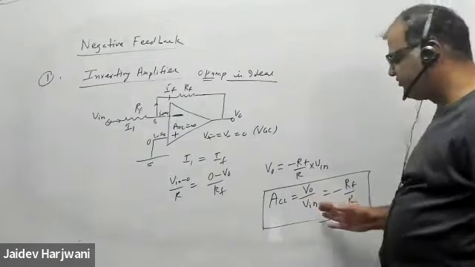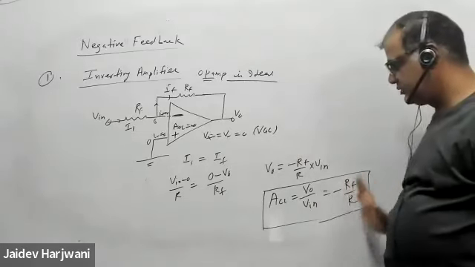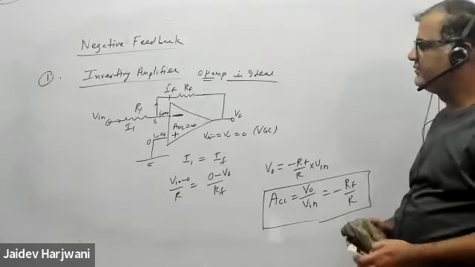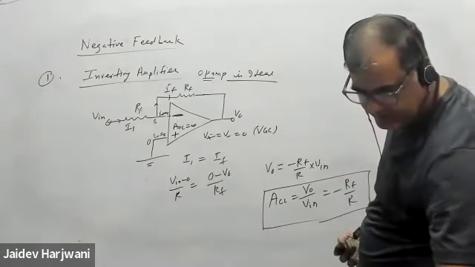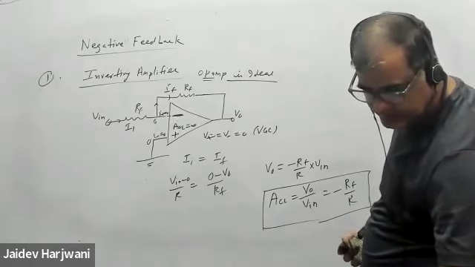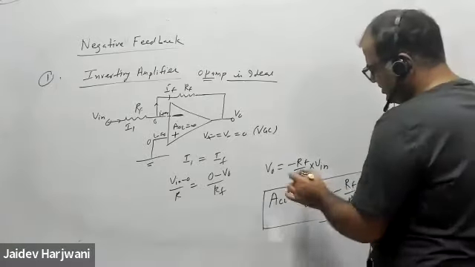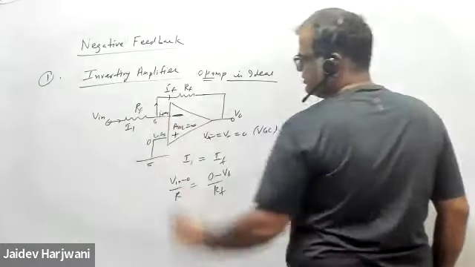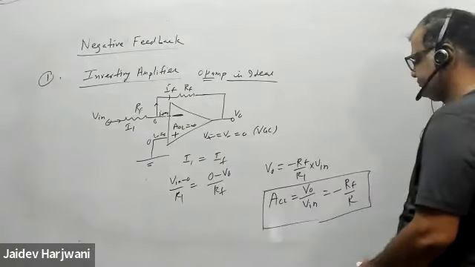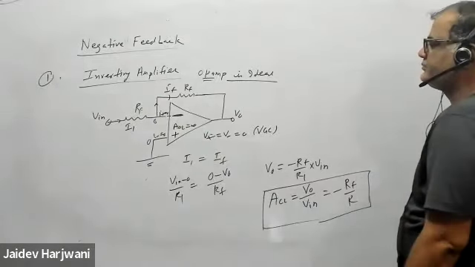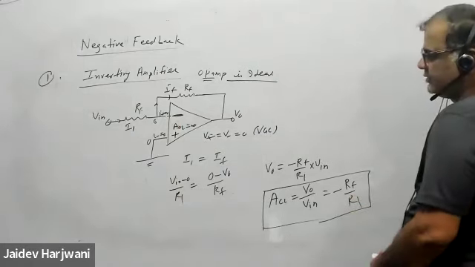Have you seen this formula before, Leo? Yes, sir. Sir, what is the R? Which R? This R1, this one. Okay, sir. R1. So this is the formula for gain.